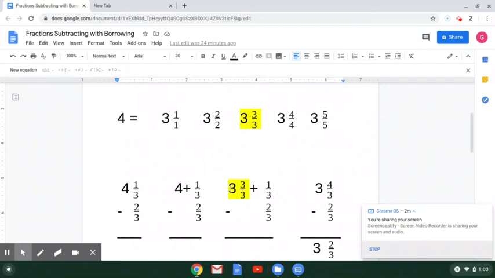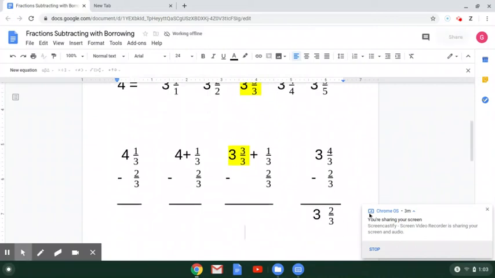Now what we're going to do is combine these two. 3 and 3/3 plus 1/3 is the same as saying 3 and 4/3, right? 3/3 plus 1/3 is 4/3. So now we've converted 4 and 1/3, the original number, to 3 and 4/3. And notice the 4/3 is bigger than 2/3. So now we can subtract very easily, right? We have a bigger top number than the bottom number. So 4/3 minus 2/3 is 2/3. And we subtract 3 take away 0, and we have 3. So this is our answer.